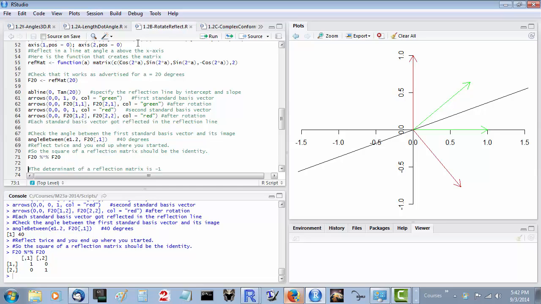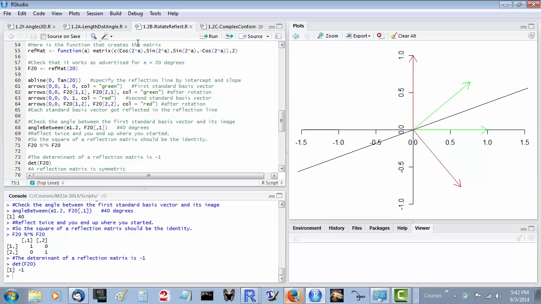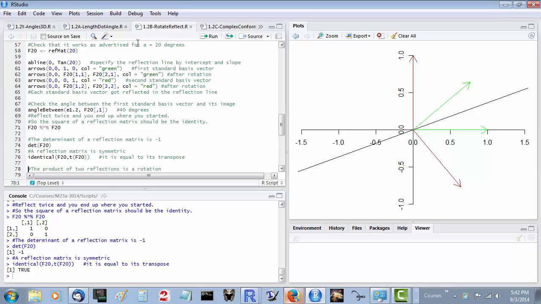What about the determinant? Well, a reflection turns right-handed into left-handed, clockwise into counterclockwise, and that shows up in the fact that its determinant is a negative number. It's not +1, it's -1. That's one way of distinguishing a rotation matrix from a reflection matrix. Notice the reflection matrix is a symmetric matrix. It's identical to its transpose, as R will happily verify.